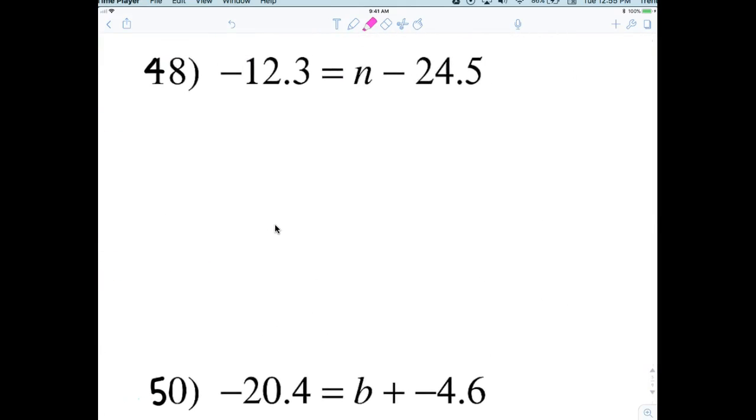All right, so here we go. We'll start with 48. All right. So again, listen to what I'm saying now. Tomorrow, please listen. We're not going to have negative variables. So just make sure you know that. Okay. So it's just going to be one step.